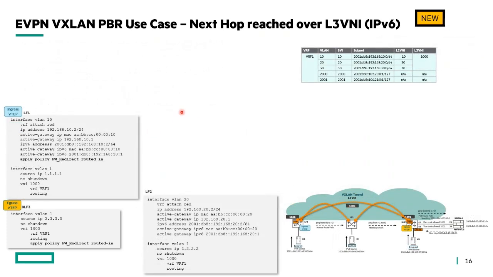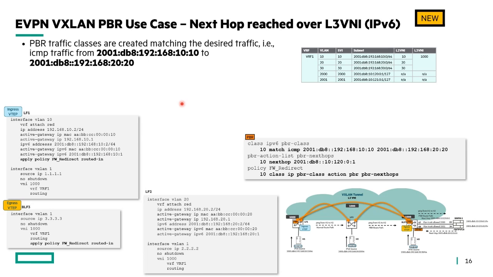And this is the same exact example, except it shows what it looks like for an IPv6 use case. It's the same sort of ICMP traffic class, and we just specify the next hop as an IPv6 address. Otherwise, everything is applied as it would be in the IPv4 case.